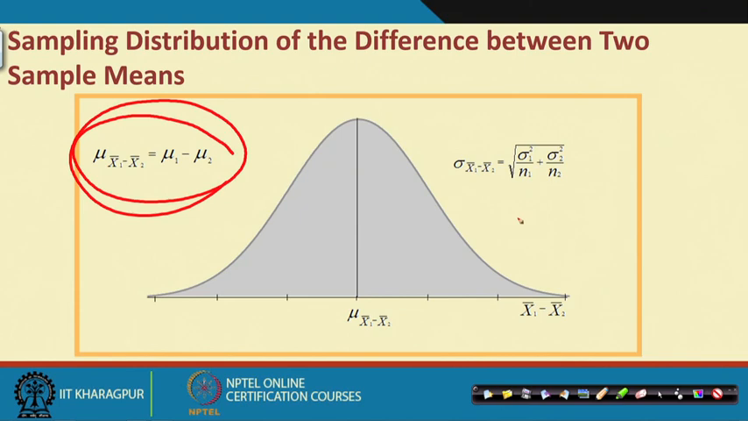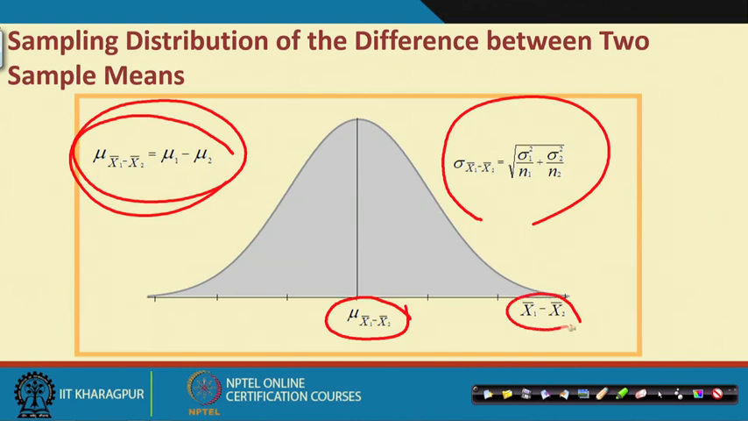Here the standard deviation for 2 samples will be the square root of sigma 1 square by n1 plus sigma 2 square by n2. We would like to check what the difference is between the population mean difference and the sample mean difference, and our idea is to check whether both are the same, or there is a kind of difference.